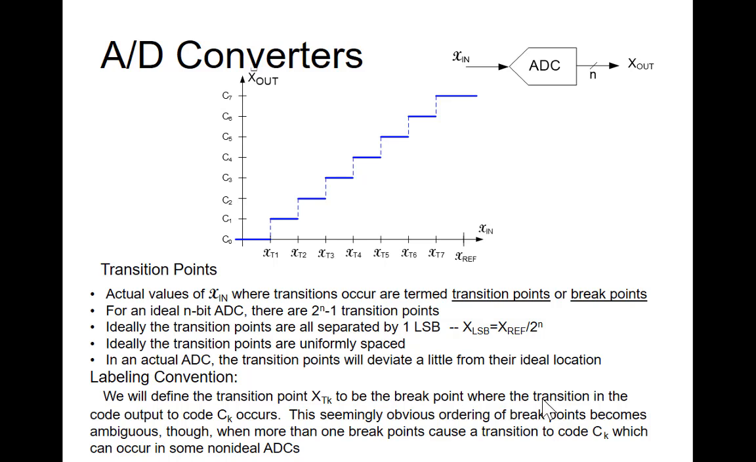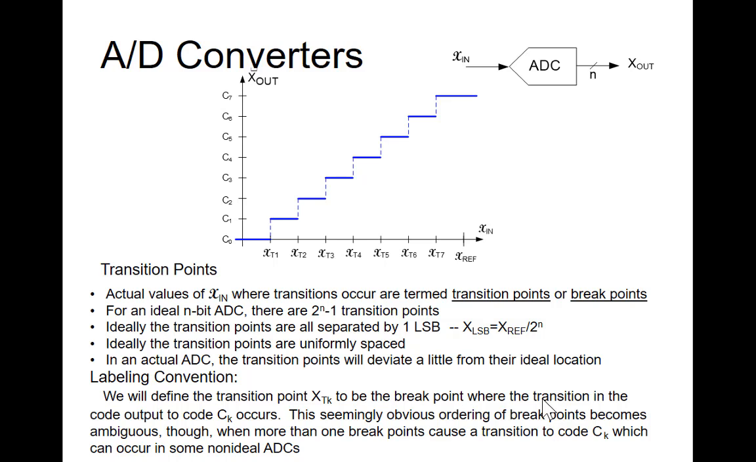So these points where the transitions occur, I said, are called transition points or breakpoints. For an ideal n-bit ADC, there are 2 to the n minus 1 transition points. There are 2 to the n output levels. There are 2 to the n minus 1 transition points. Each of the transition points are separated by 1 LSB, which is XREF over 2 to the n. For an ideal ADC, they're uniformly spaced.